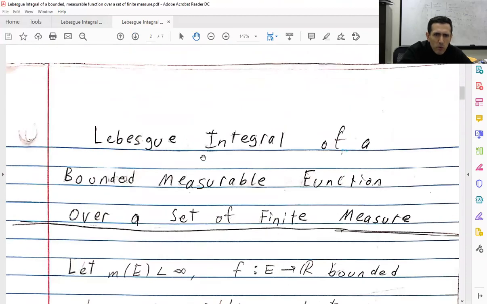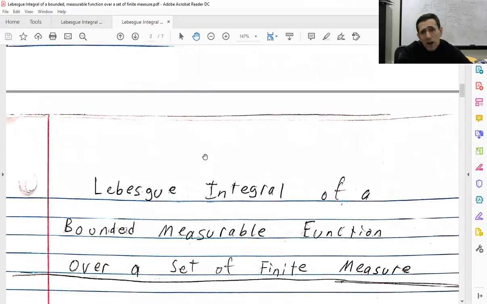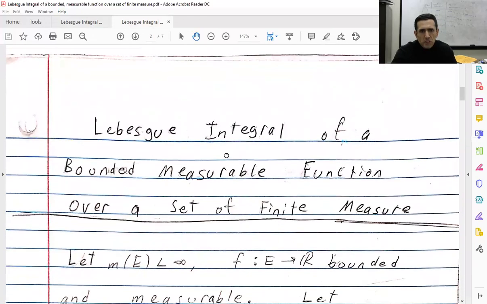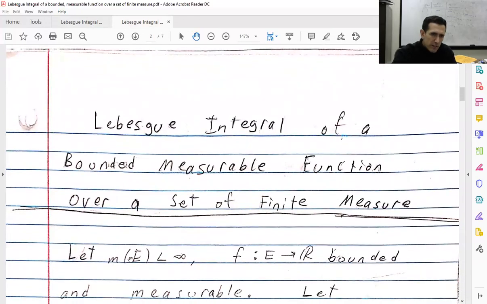All right, let's get to more important things, and that is how to define the Lebesgue integral of a bounded function over a set of finite measure. So let's say we have a bounded function and a set of finite measure.